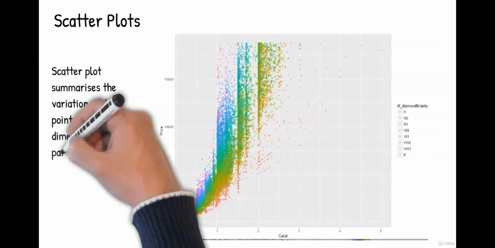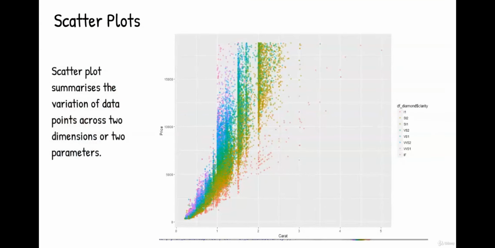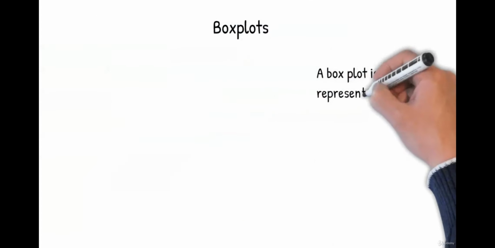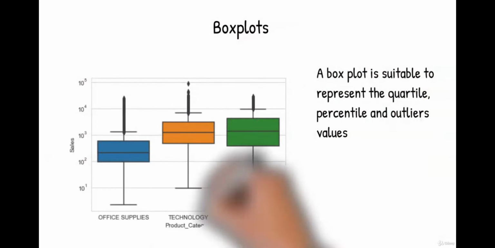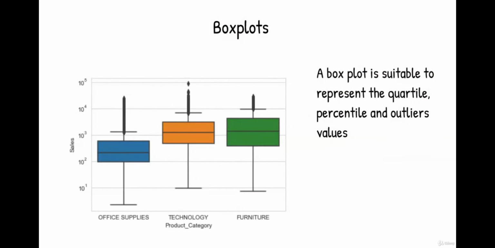Now scatter plots summarize the variation of two parameters. In this example, I have price on the y-axis and diamond carat on the x-axis. So we can infer from this plot that as the price is increasing, the carat value is also increasing.